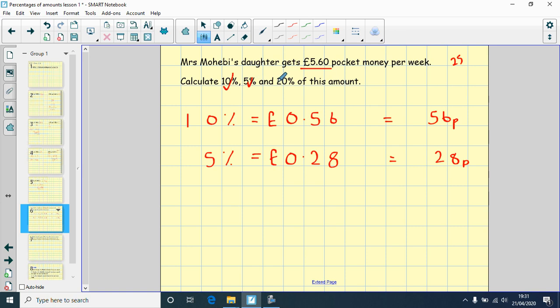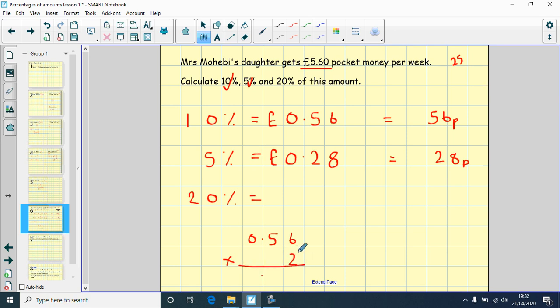That's 5% done. Now 20%, we've just practiced 20%. So 20% again, I'm going to start off with the 10%. So I know 10% is 56p. 20 is double that amount, isn't it? So I need to double 56p, or I can times it by 2, it's the same. You might do this in your head, but if not, you can do 0.56 times it by 2, because we're just doubling it.